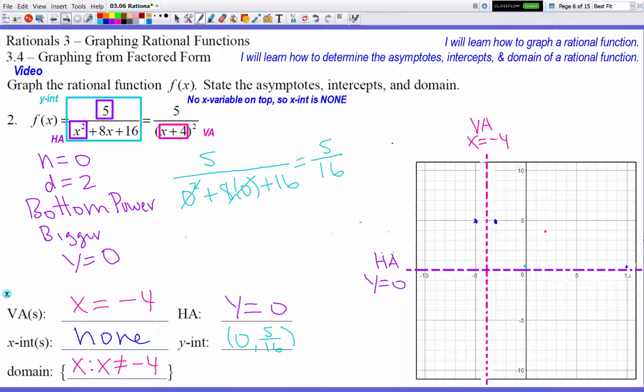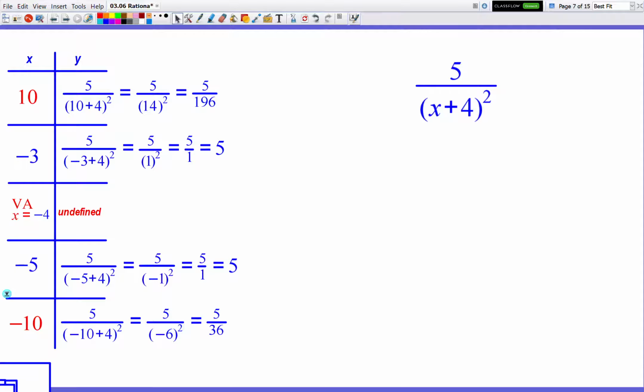Okay, all right, so let's plug in -10. And yep, once I say that, it turns back ugly again. So you get 5 over 36. So let's plot this next dot.